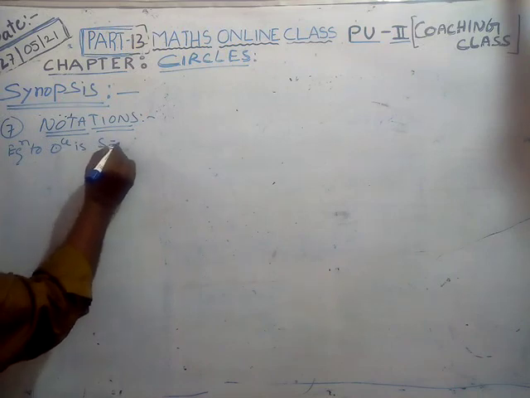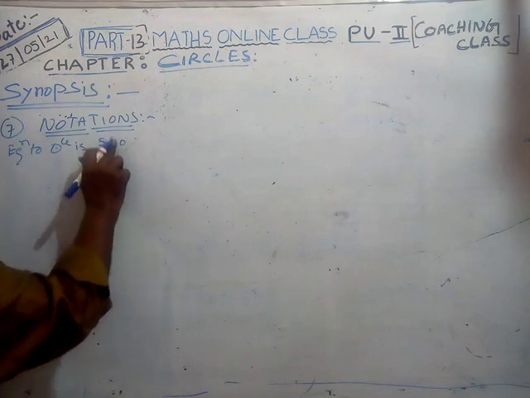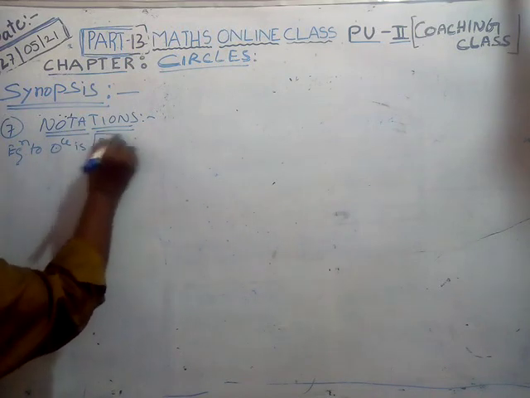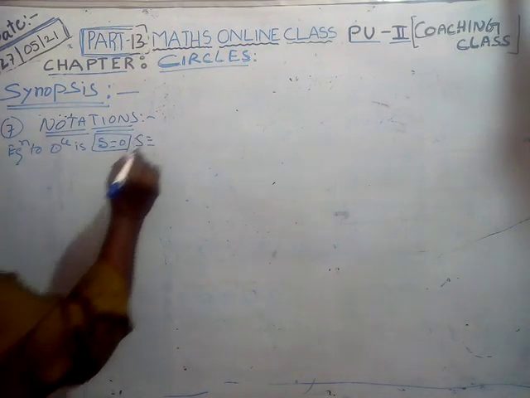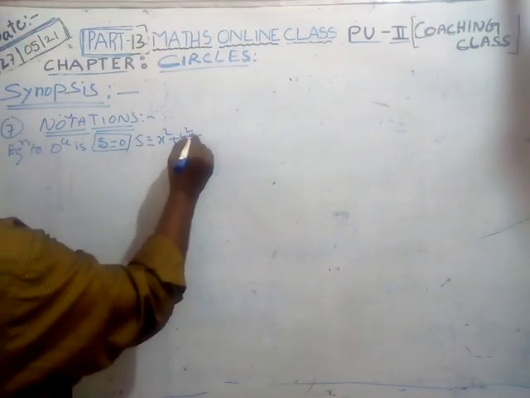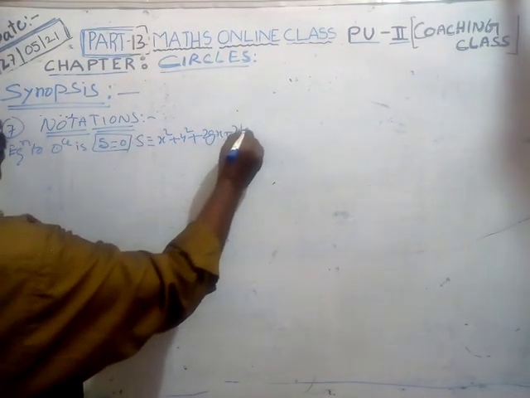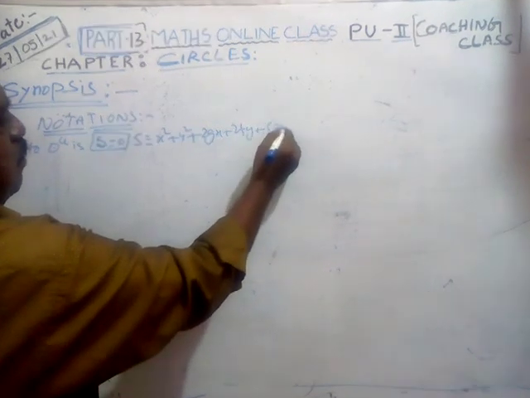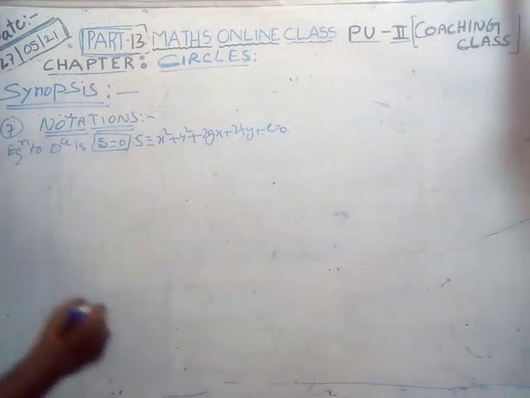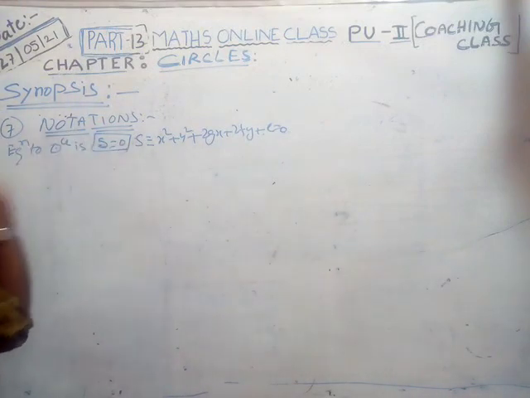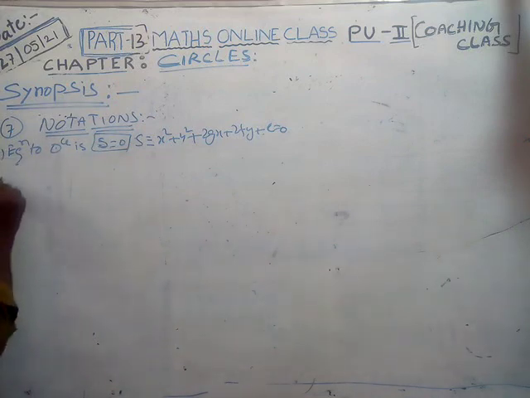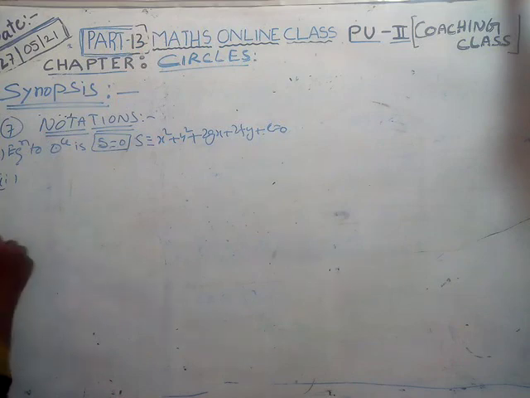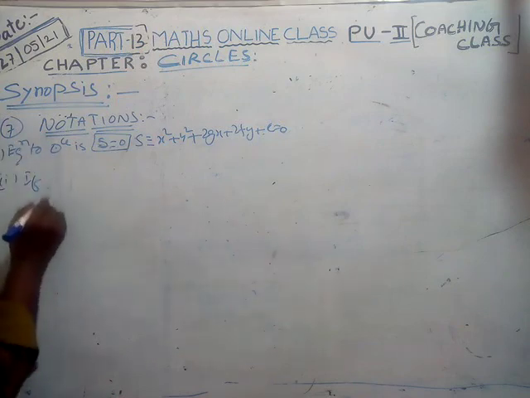is simply, they will say S is equal to 0. S is equal to 0 means S is a notation. S is identically equal to x square plus y square plus 2gx plus 2fy plus c is equal to 0. It is the general form, you know it. Every time writing this equation is lengthy, so simply they use S is equal to 0. This is number 1.